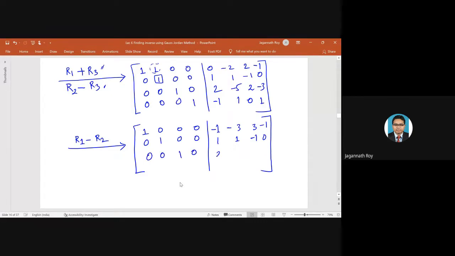It will become 2 minus 5. Then it is 2 minus 3. 0, 0, 0, 1. Becomes 0, not 0. This is minus 1. And then 1, 0, 1. So we have our A inverse for the given matrix. This is our I4.